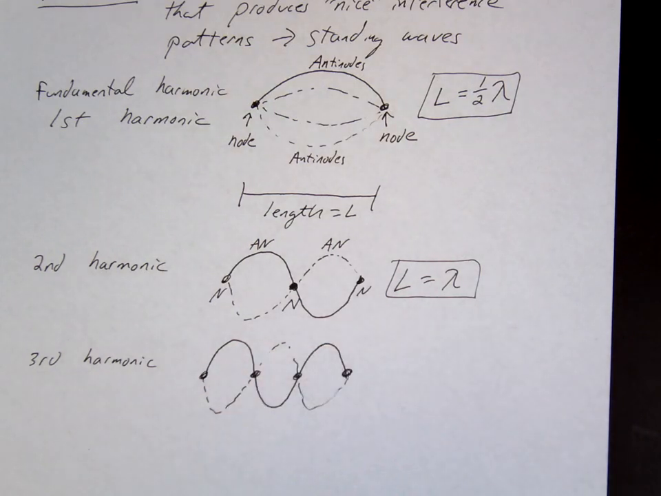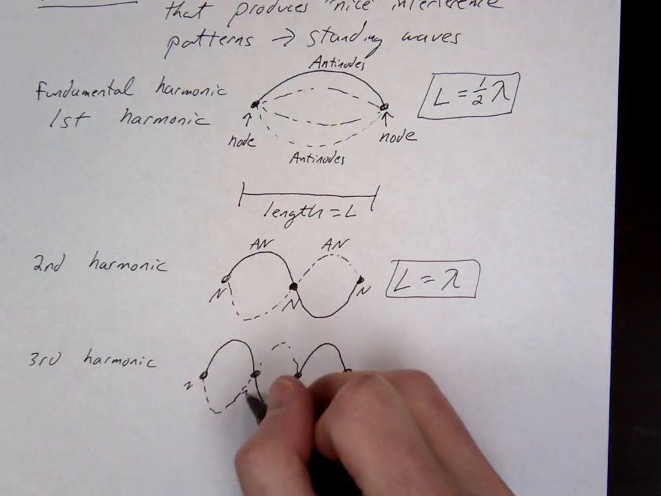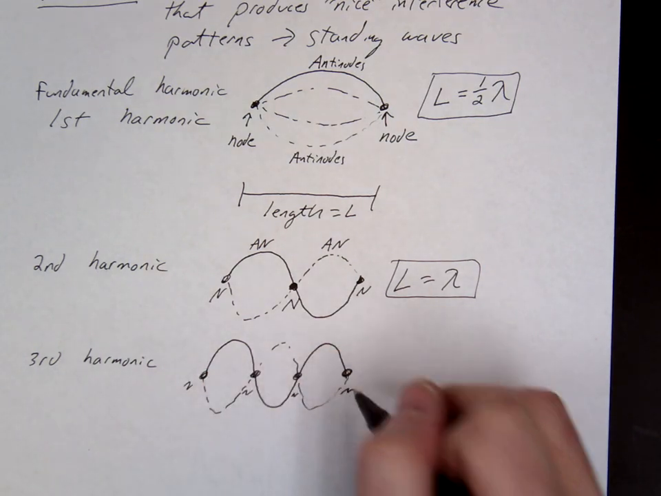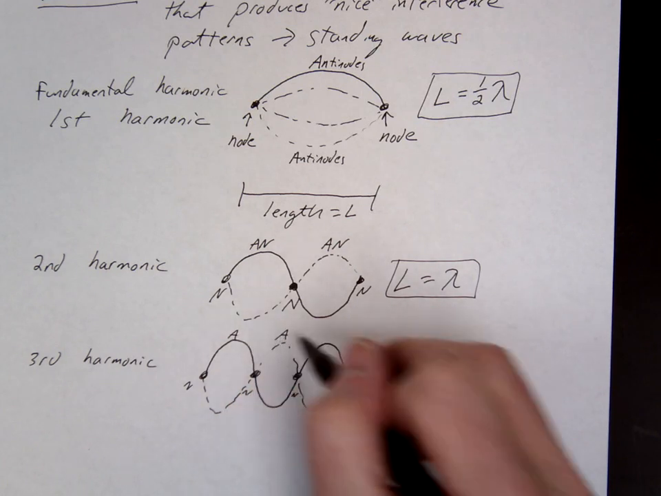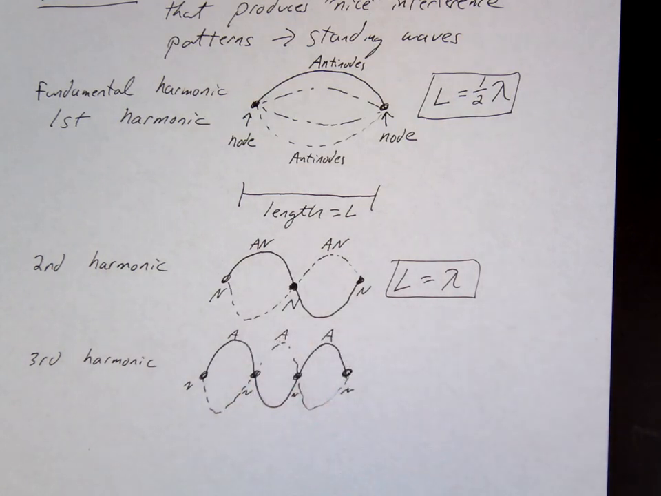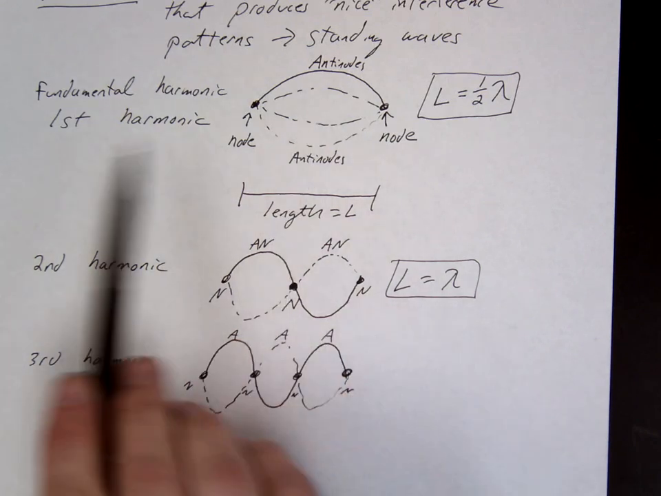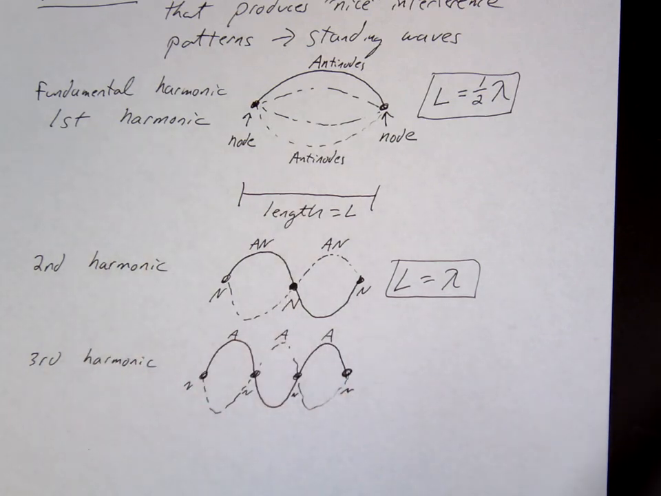So this would look something like this. So we now have 1, 2, 3, 4 nodes. And 1, 2, 3 antinodes. Notice the number of antinodes exactly equals the name of the harmonic: first, second, third.